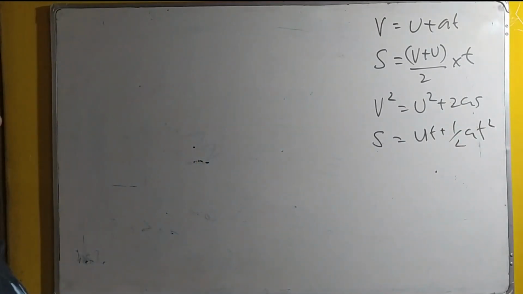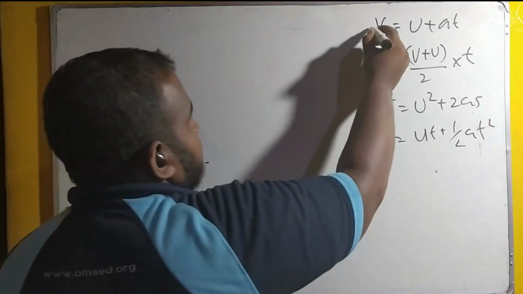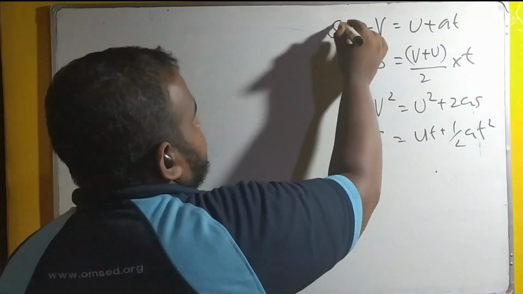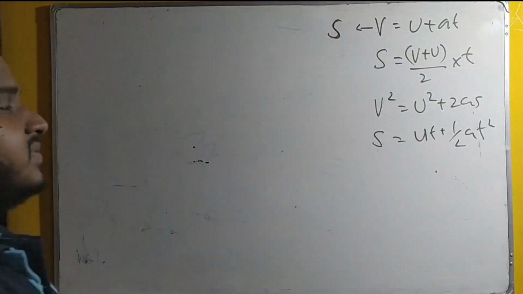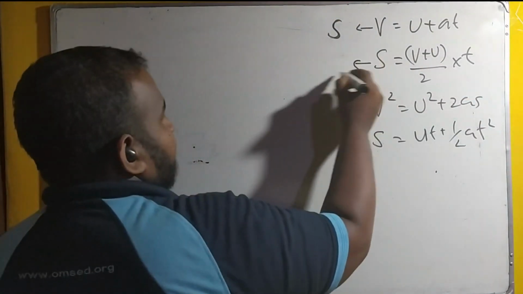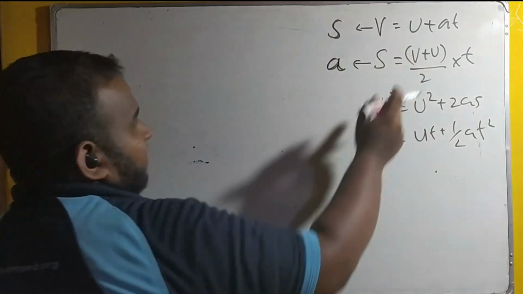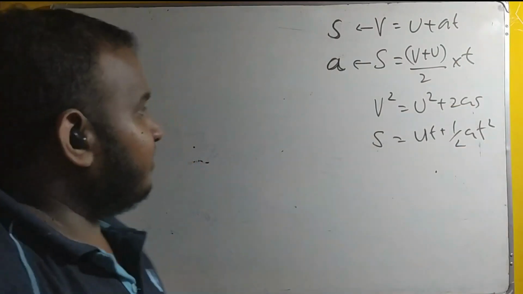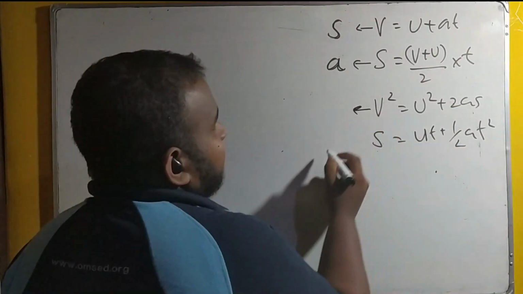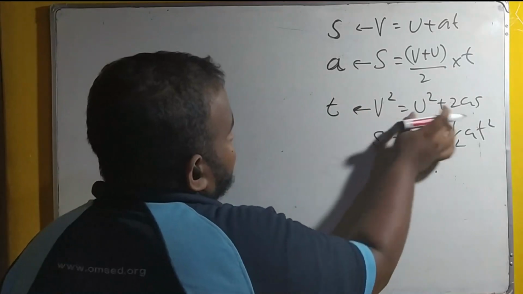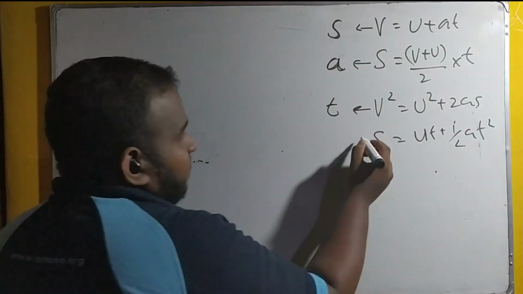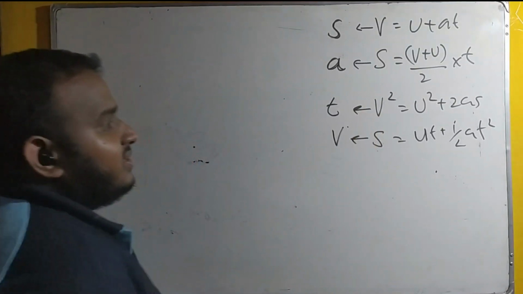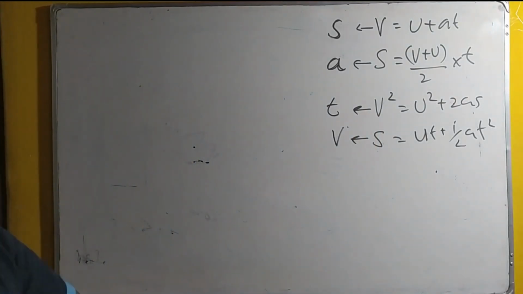So if you consider these four equations, in the first equation, s, the displacement, is absent. In the second equation, the acceleration is not there: s = (v + u)/2 × t, right? And in the third equation, there is no time. They didn't mention time in the third one. And in the fourth equation, there is no final velocity. They didn't bother about final velocity.